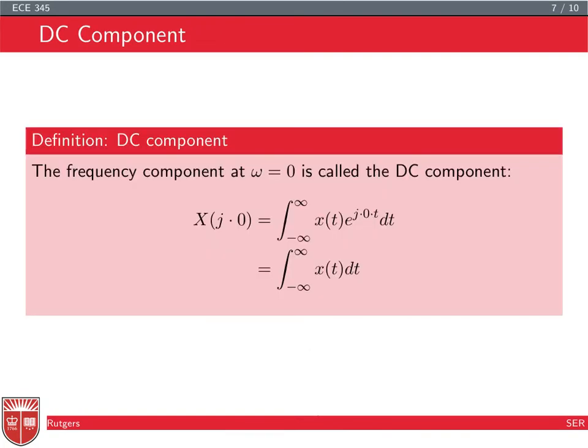Now I want to move to another concept, which is the DC component. The DC component of a signal is the frequency component at frequency equal to 0, at omega equal to 0. We call this the DC component. And we usually find it by evaluating X of j omega at omega equal to 0. If you plug this into the formula, it's the integral between minus infinity and plus infinity of x of t dt. So the component is the magnitude of the signal at frequency equal to 0.